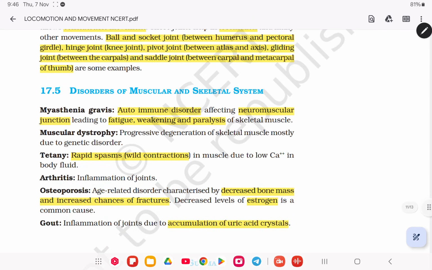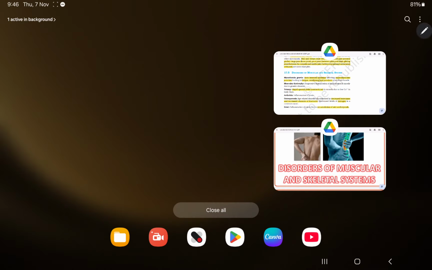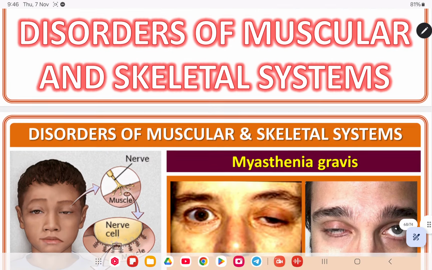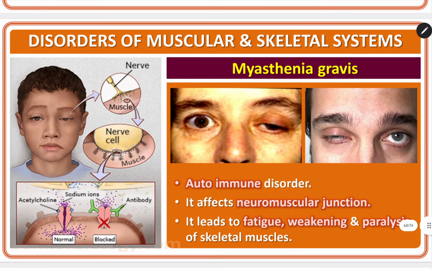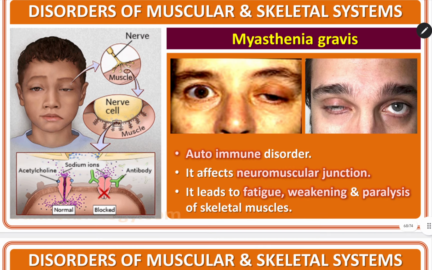And the last topic, disorders of muscular and skeletal systems. First of all, myasthenia gravis. Myasthenia gravis is an autoimmune disorder. It affects the neuromuscular junction. It leads to fatigue, weakening and paralysis of skeletal muscles.